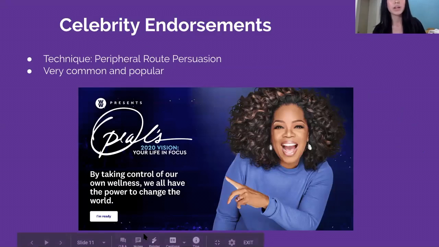So a very common and popular technique that brands and companies use in order to persuade their audience is through celebrity endorsements. Since celebrities are admired by the masses and people look up to them, sponsoring these celebrities to be the face of your brand or company will attract people's attention and persuade people to want to either invest in your company or support your company.